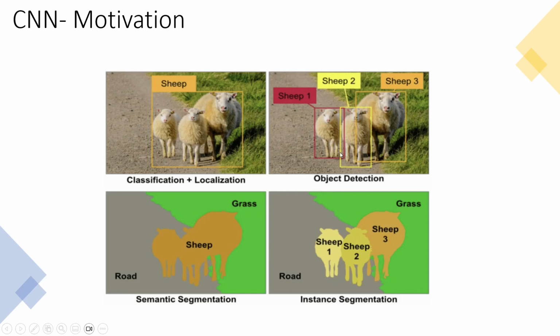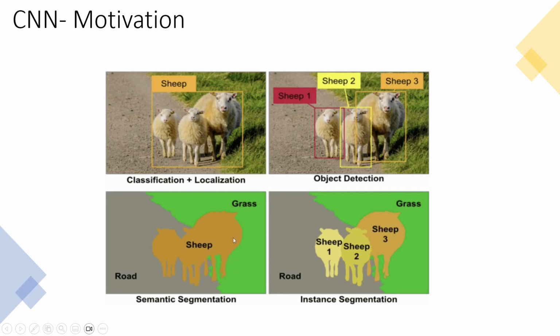Another problem is the object detection problem. In the object detection problem, you need to say one by one, this is one sheep, this is another sheep, this is another sheep. You don't need the details of the boundary of the sheep. You are just trying to find the sheep. For example, you are not trying to find the grass, and you don't need the exact boundaries. So this is basically the object detection problem.